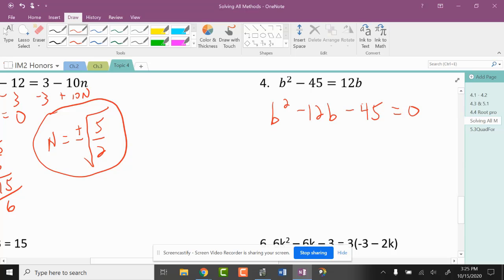Okay, and then looking at this one, well, let's think of an AC situation here before I go to the quadratic formula. Are there two numbers that multiply to negative 45 and those same two numbers add to negative 12? Probably going to Edpuzzle you on this one. What are those two numbers? They actually exist. All right, I stalled so I can Edpuzzle it. It's negative 15 and 3.